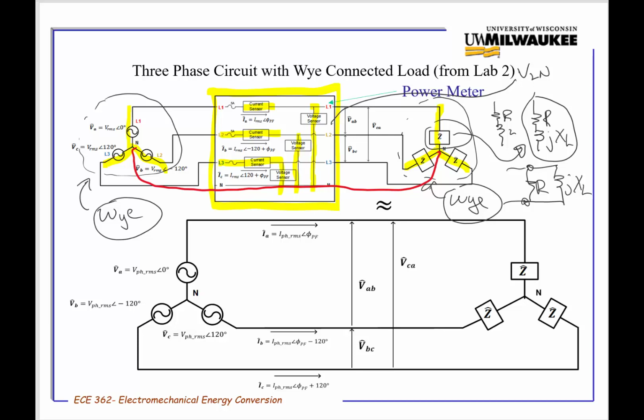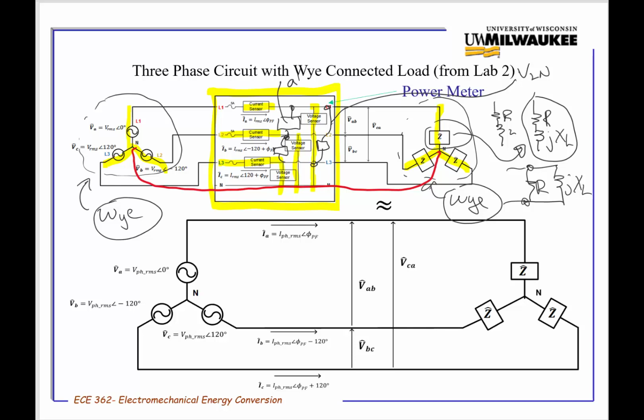You could also make a voltage measurement across two lines. Say that there was a voltage sensor here. Now the power meter synthesizes that voltage from these three voltage measurements, and I'm going to show you how that can be done with phasors in a moment. But voltage measurements line to line would be done in this way.